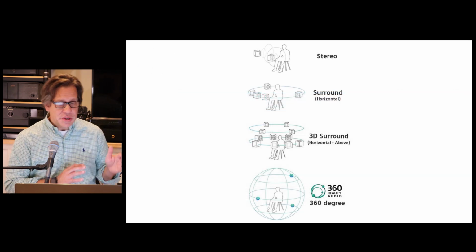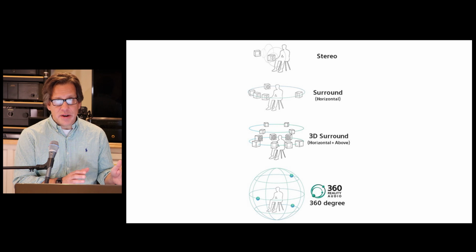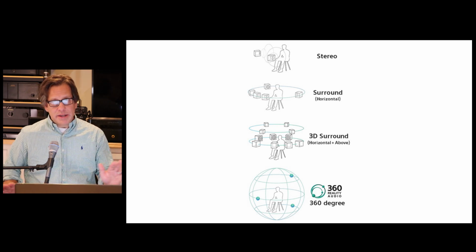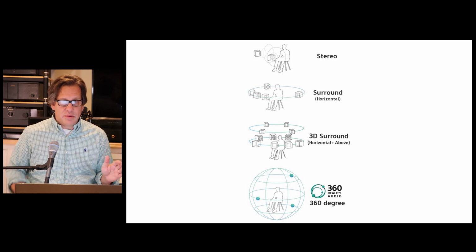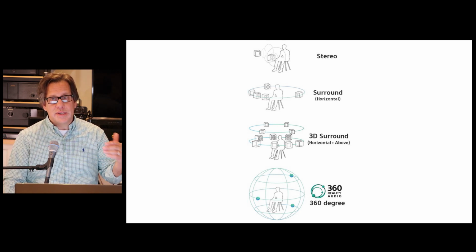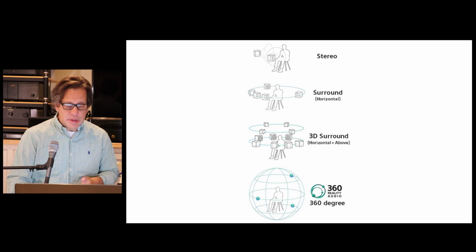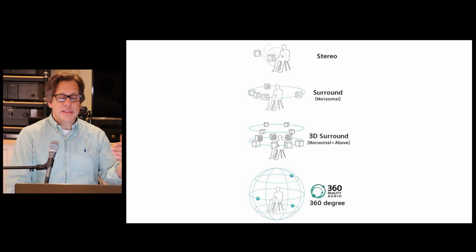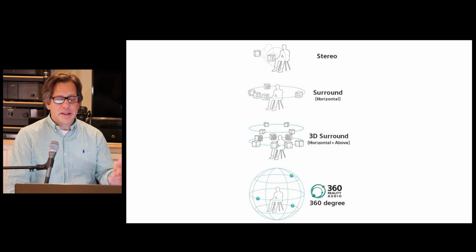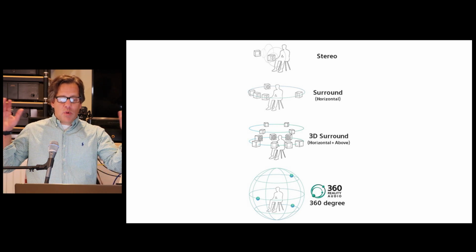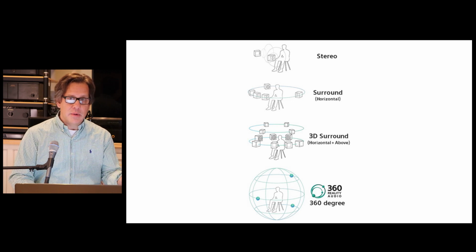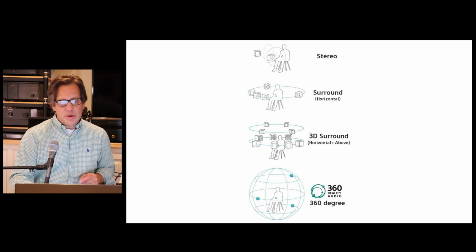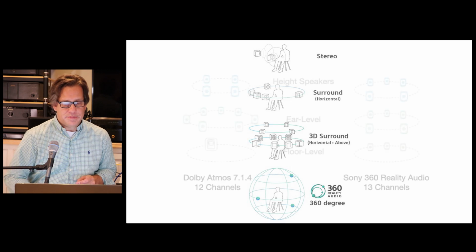So they show this evolution where you had stereo, and then you had surround sound all at ear level. And then we got into immersive 3D surround, the Atmos, the DTS:X, the Auro-3D. And then they're saying now 360 Reality Audio is somehow more spherical, more enveloping than even those others. But what is it doing?